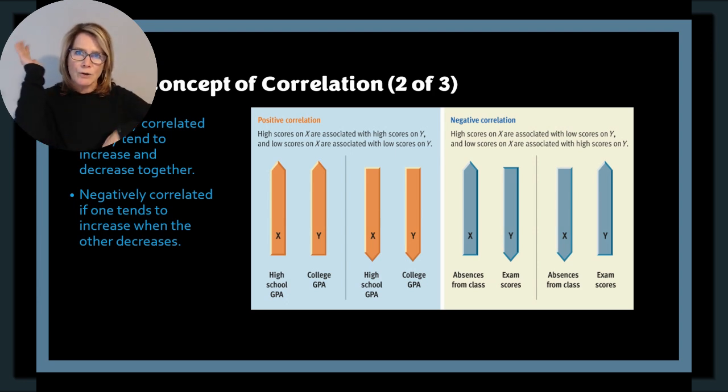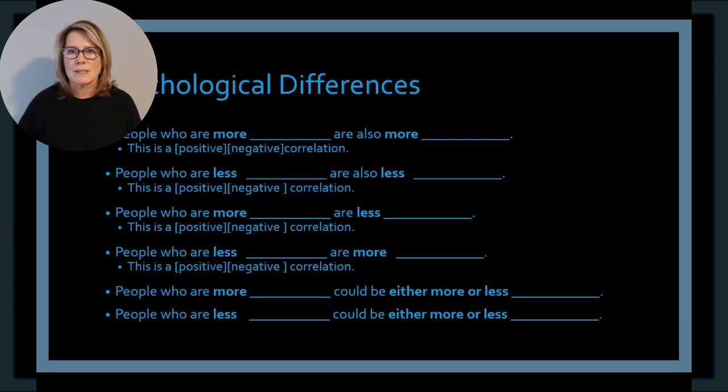In a negative correlation, they're going in opposite directions. So as absences from class go up, exam scores go down. As absences from class go down, exam scores go up. So that's a negative correlation because they're going in the opposite direction. I'm moving my hands too much. So keep that in mind when you're thinking about correlations.